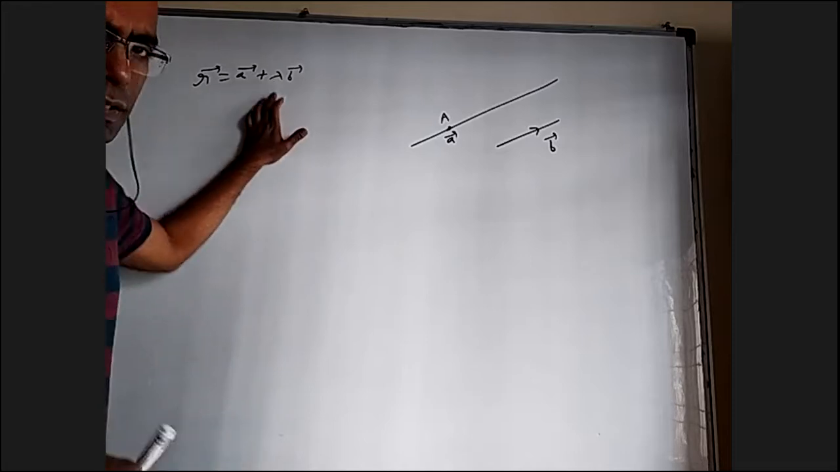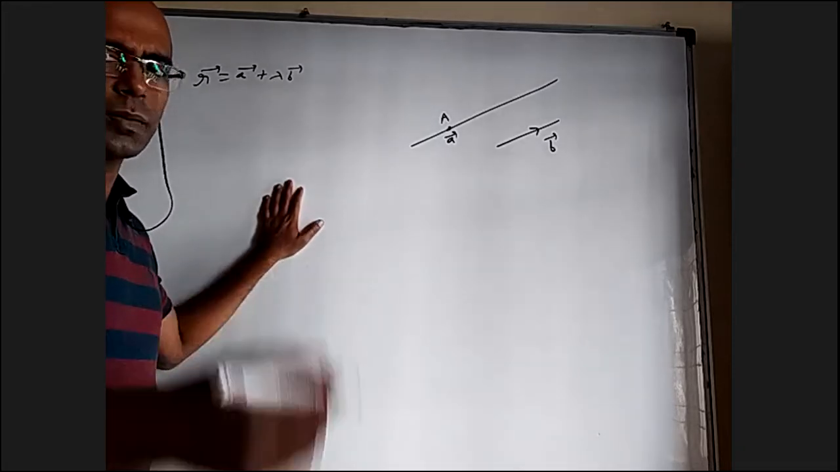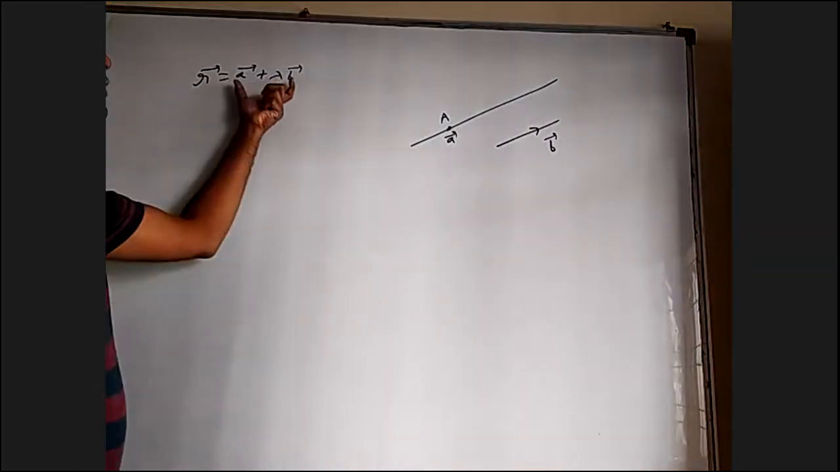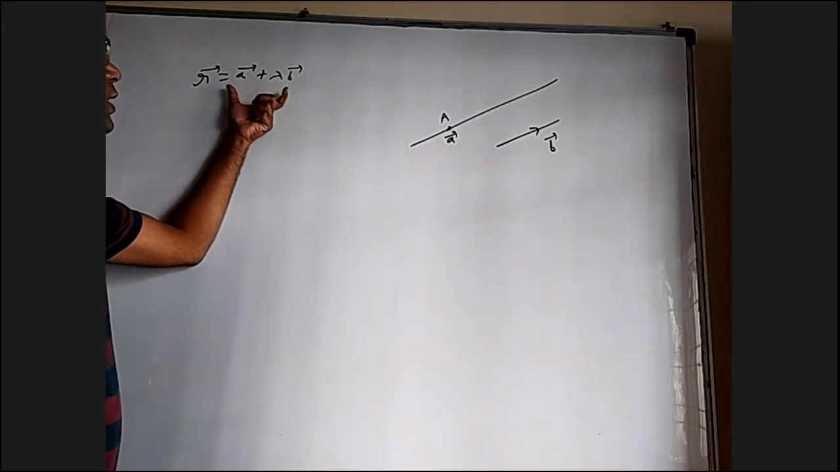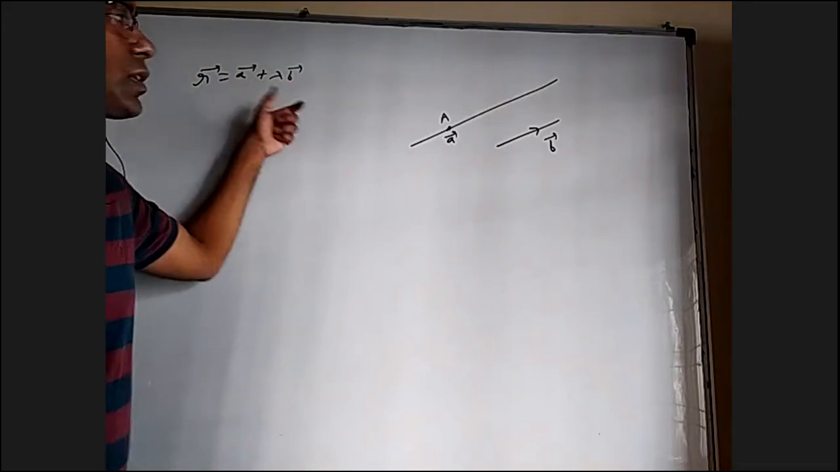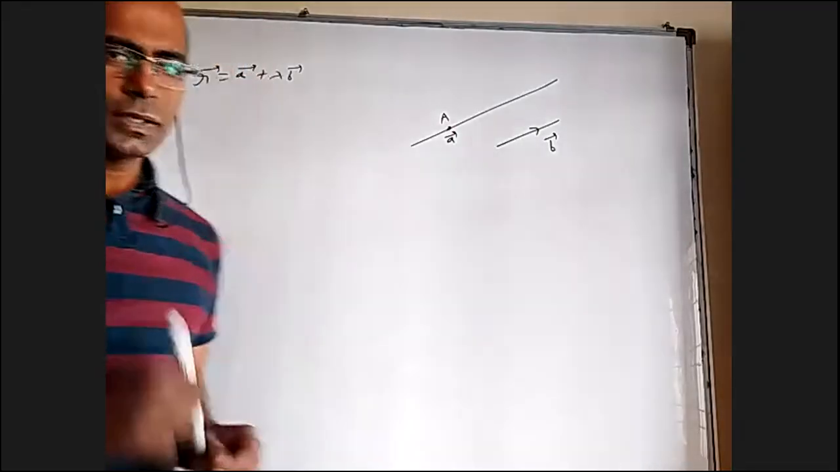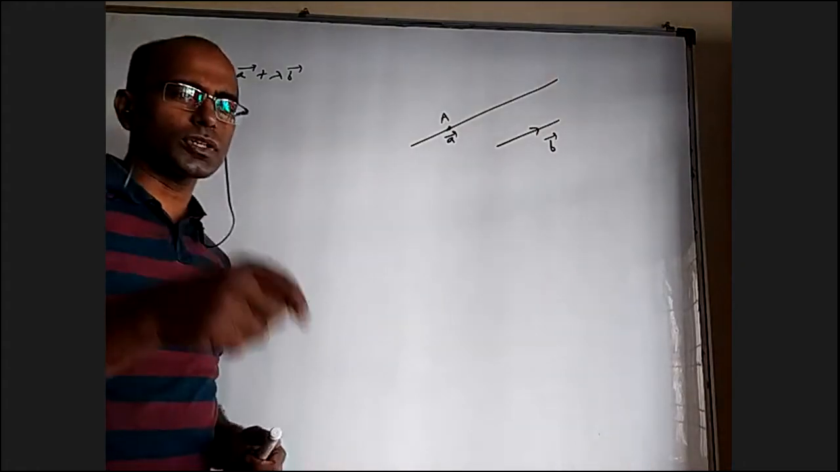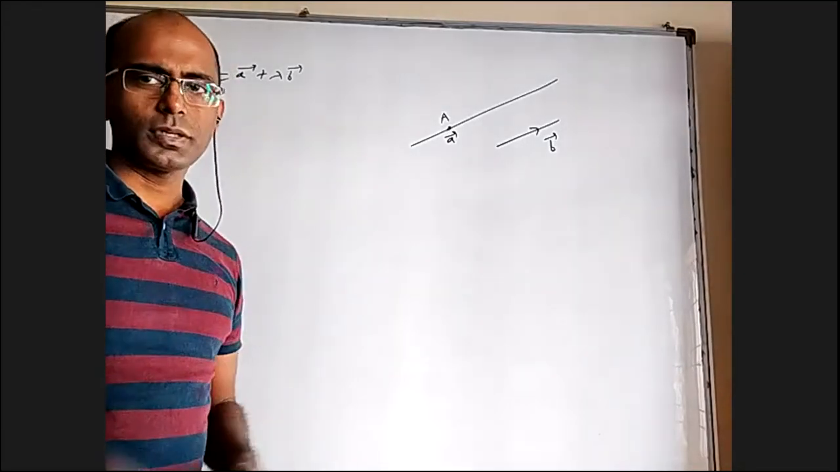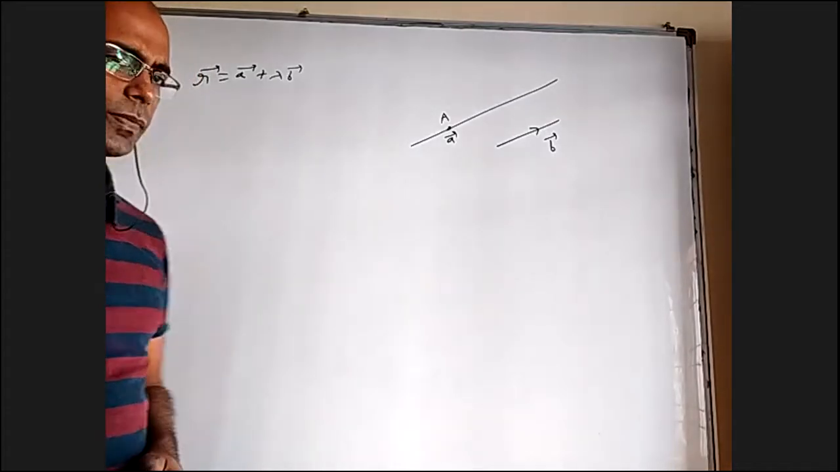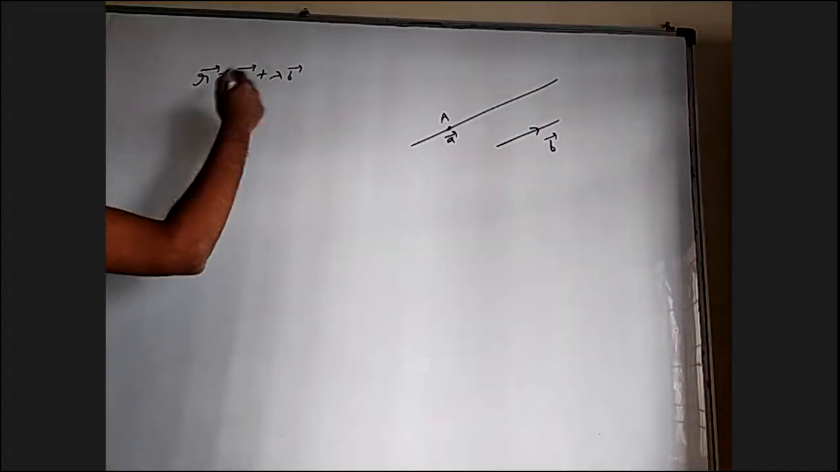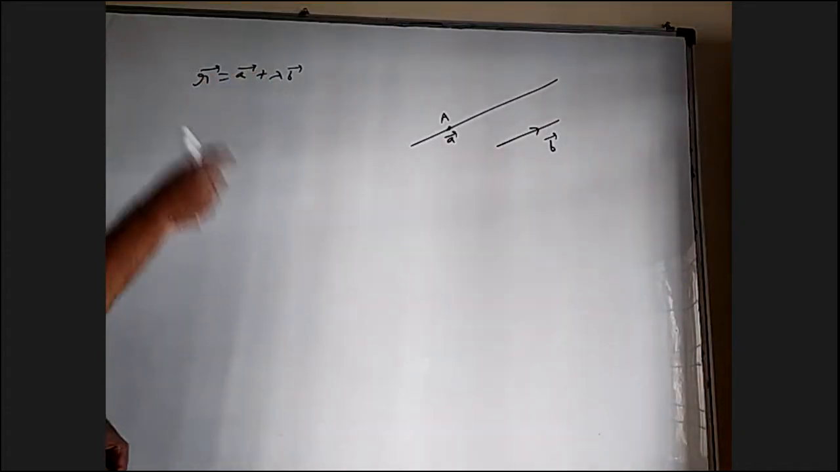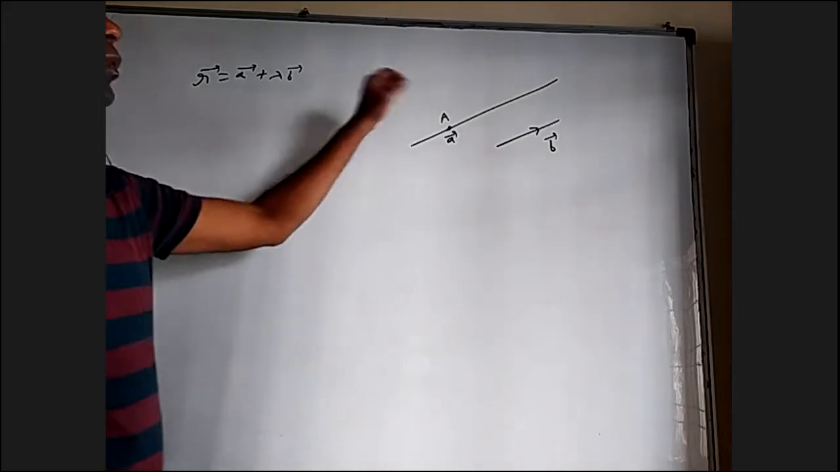Basically, what is lambda? It's a variable real number. You take lambda 1, lambda 2, lambda 3, lambda 4, and you will get different vectors here. But what are they? Position vectors of different points on this line. In vectors, whenever you have r bar in an equation, that represents the position vector of any point on that curve, whether it is a line or a plane or anything like that. So as you change lambda, what you get is the position vector of different points on this line.